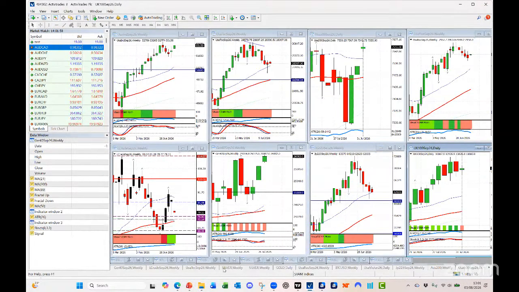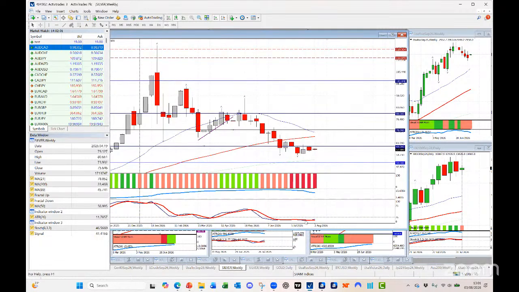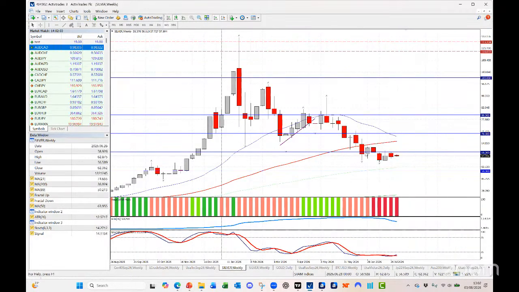Also talking about squeezing, silver. Silver here, it's underneath $60. You can see here just working its way.